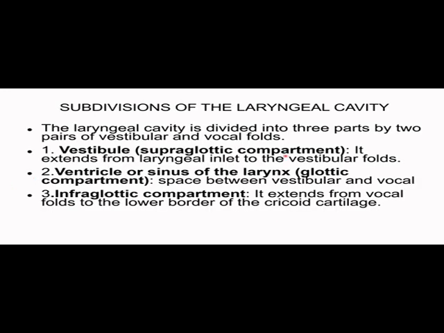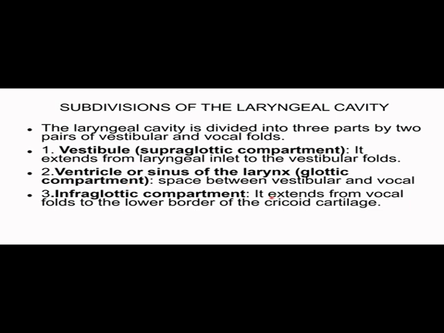Next slide: what are the subdivisions of the laryngeal cavity? Now the laryngeal cavity is divided into three parts by these two folds that we have seen. Which are the two folds? The false vocal cord and the true vocal cord. These two folds of mucous membrane divide the laryngeal cavity into three parts. Which are the three parts? Supraglottic compartment, glottic compartment, and infraglottic compartment.